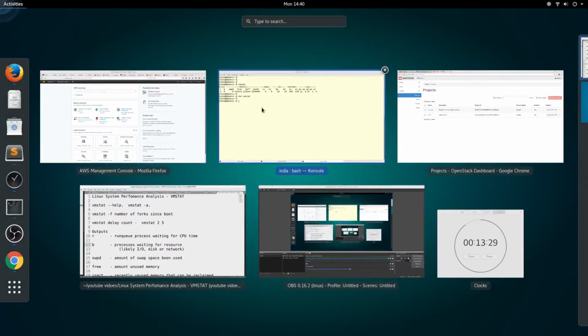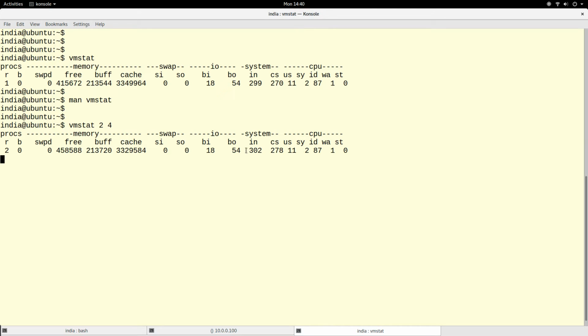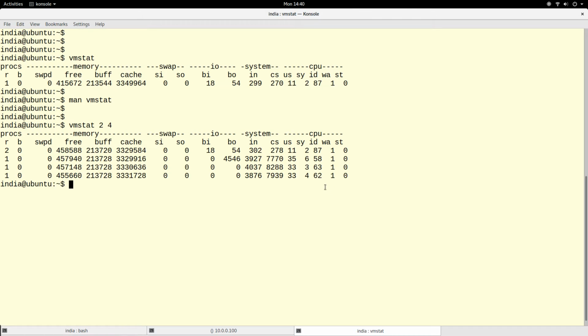Like I said, there are very common ways that you run vmstat. One of them is running vmstat ordinarily. Another way is to run it with an interval. For example, an interval of 2 seconds and 4 counts means I want 4 outputs, each at an interval of 2 seconds. This gives me 4 outputs so that I'll be able to get an average overview of what's going on in the system.